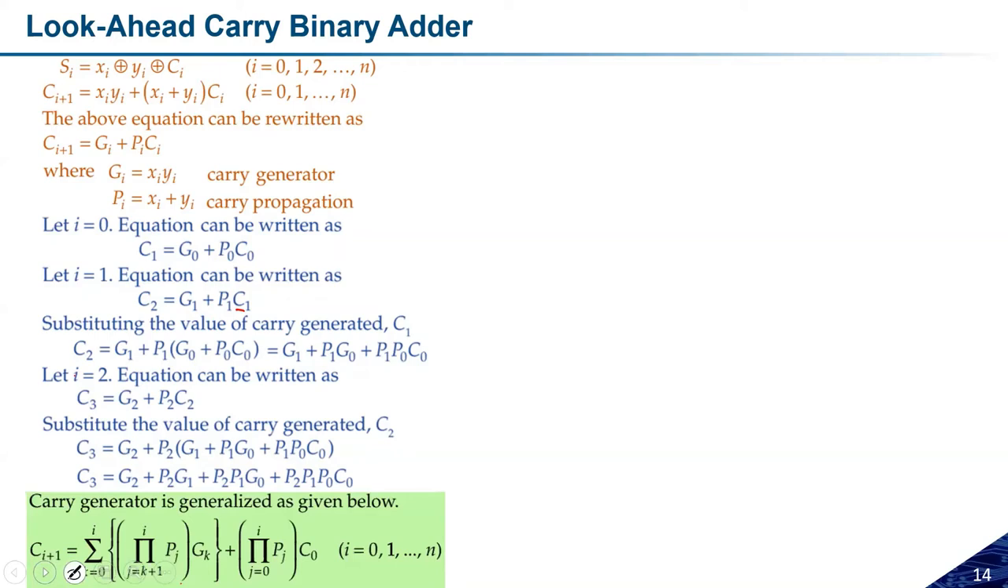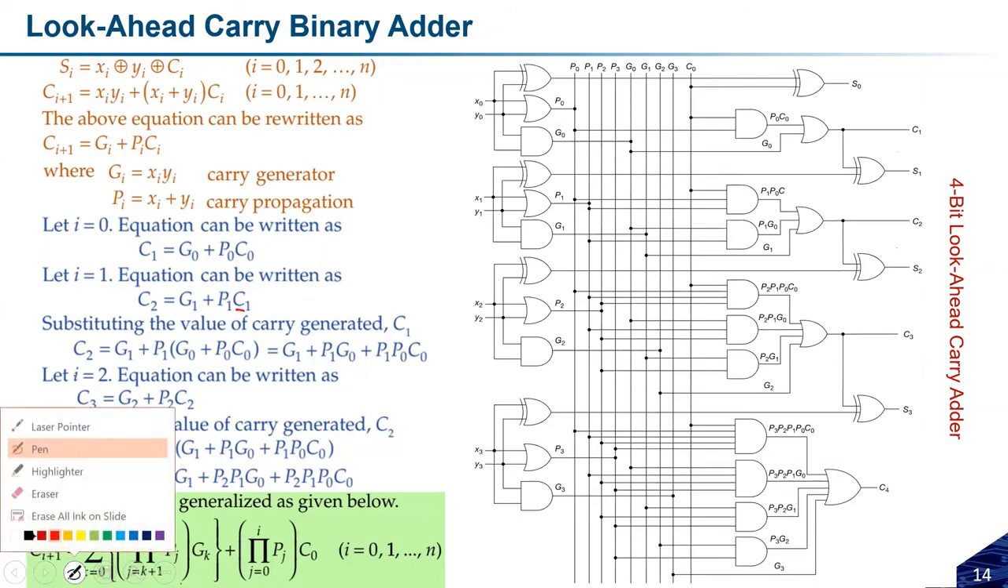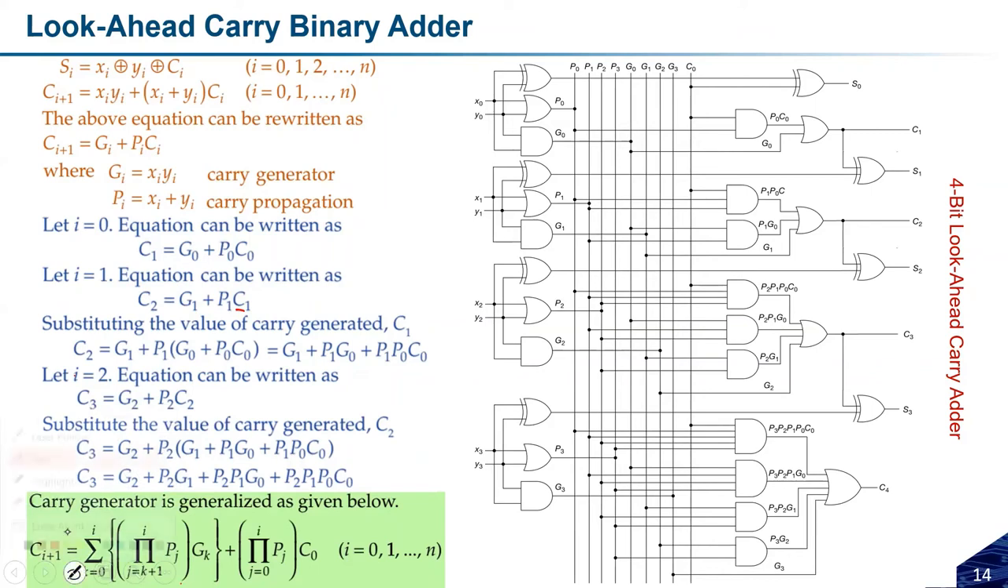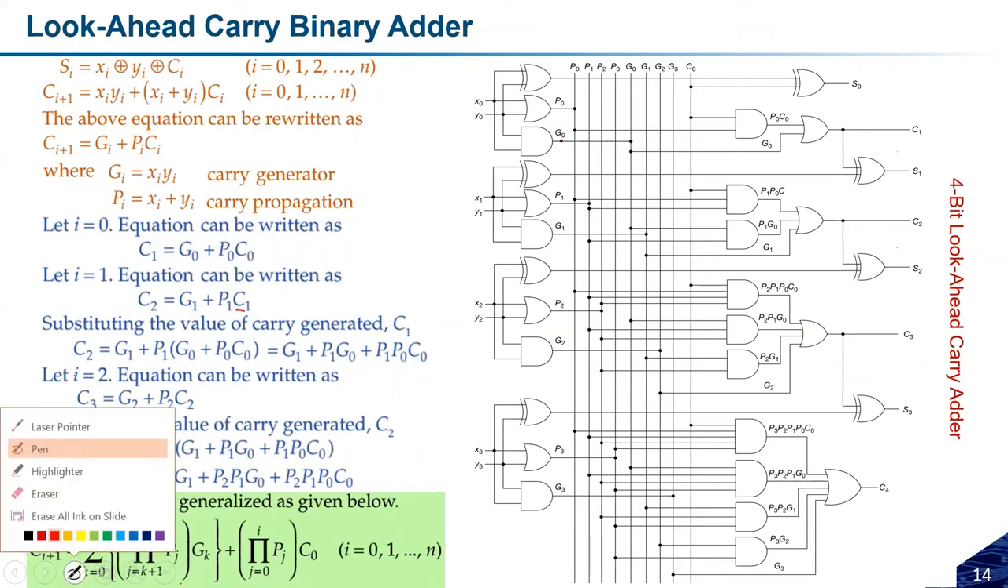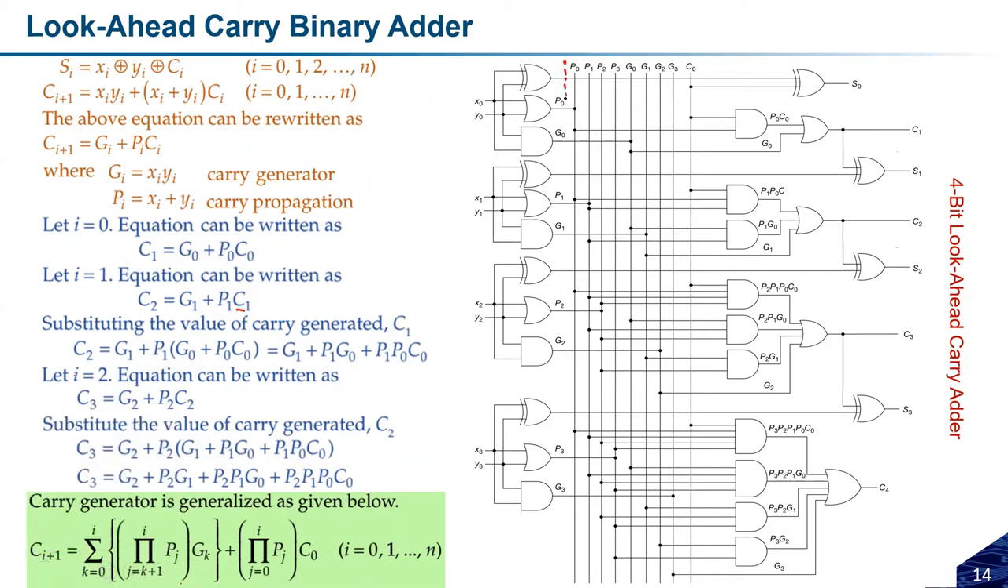The carry generator is given by this one. If we design a 4-bit carry look ahead adder, it will look like this. This is the simple structure of how it will look. How many stages are needed? The first stage will be this one. In the second stage, most of the bits consider P0, P1 and the previous one only. So the second time delay will be like this. The third one will be like this step, and the fourth one will be like this.